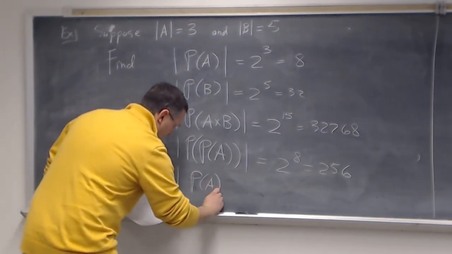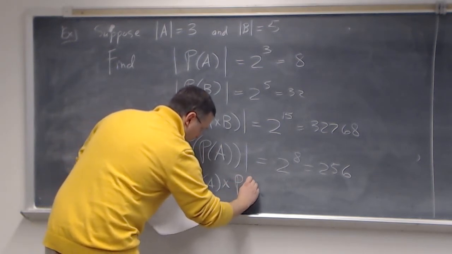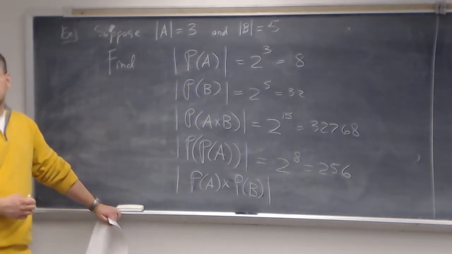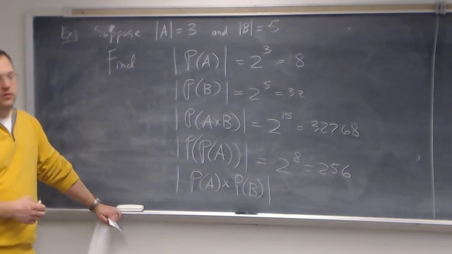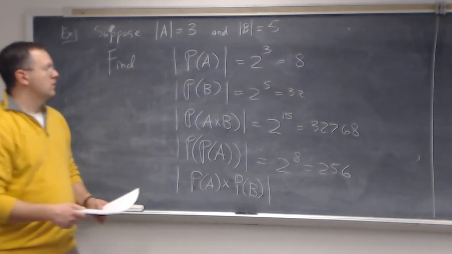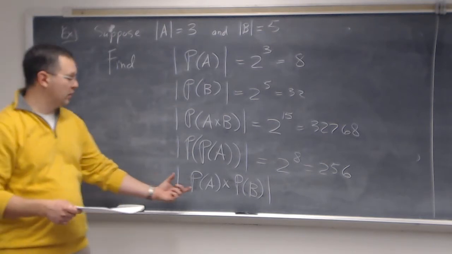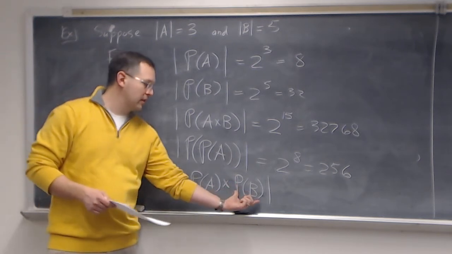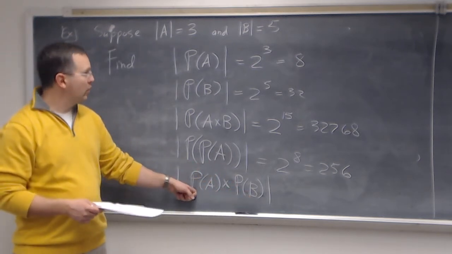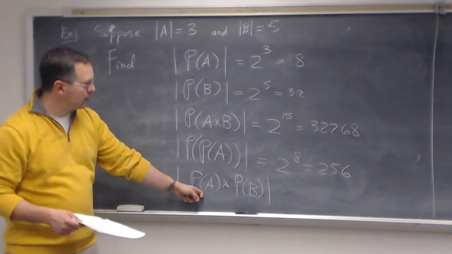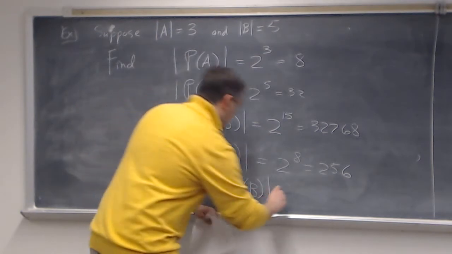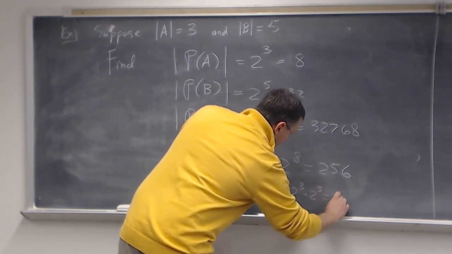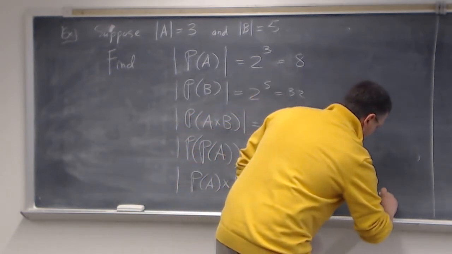How about this? The power set of A cross the power set of B. How many elements would there be in this set? 8 times 32. Yeah. For a Cartesian product, you just take the number of elements of this set times the number of elements of this set, and that gives you the size. We already did this: there are 8 elements here and 32 elements here. Think of it as 2 cubed times 2 to the 5th, so it is 2 to the 8th, or 256.